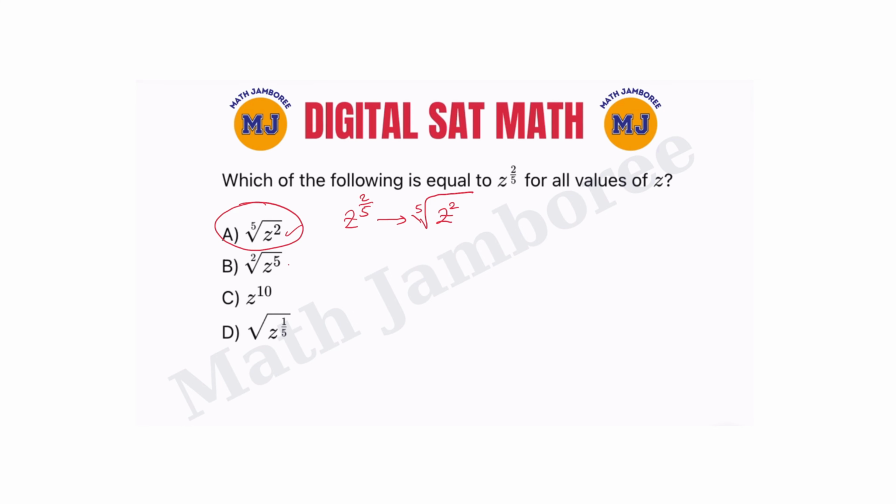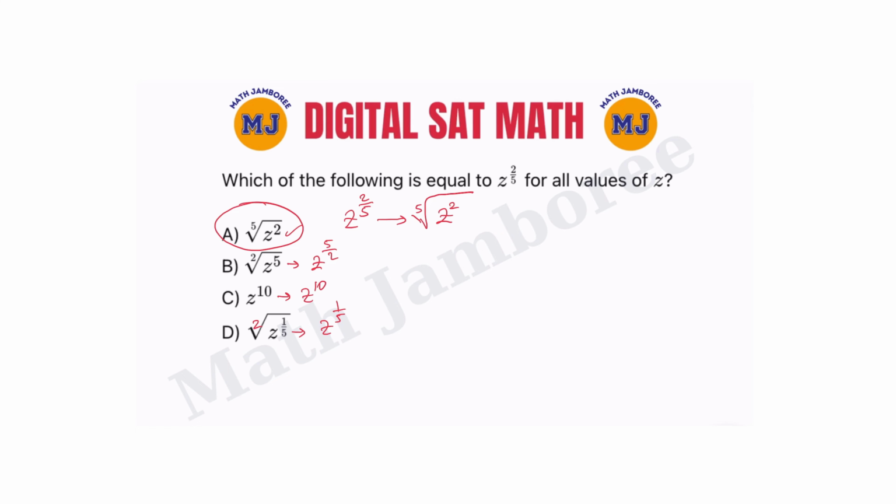But what do the others equal to? Z to the power of 5 over 2. And the second one is not even in a root. It's just by itself, z to the power of 10. But this one is z to the power of 1 over 5 as a numerator.